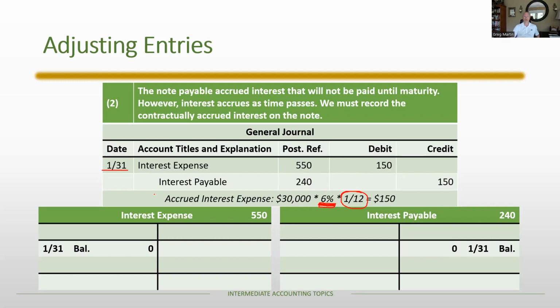And of course, the obligation now is interest payable. And now basically the consuming of the resource that eventually we're going to have to pay is the interest expense. Again, we update it. This is one where neither one had a prior balance. And so we just update that.